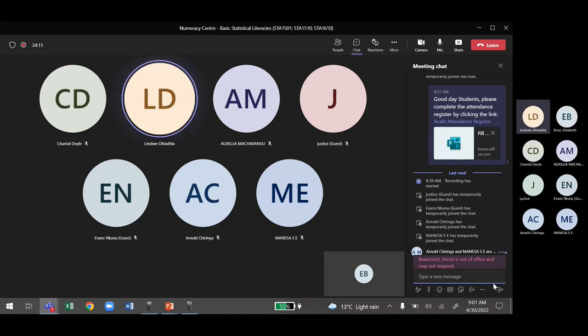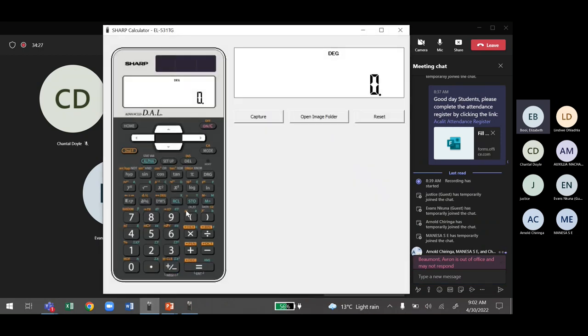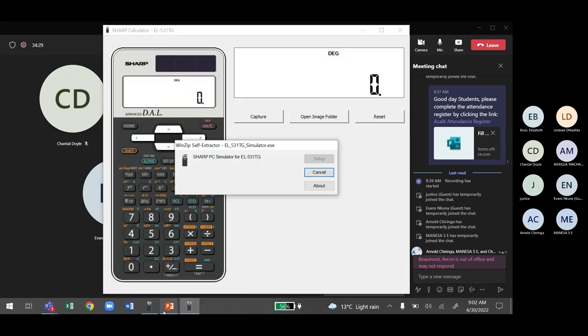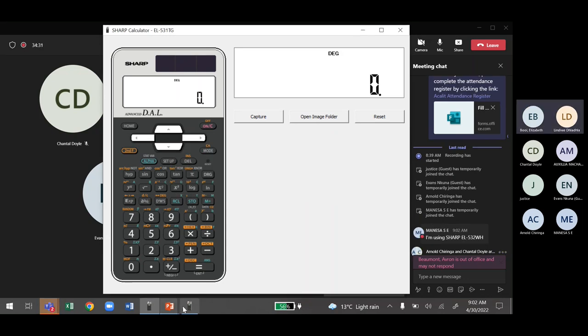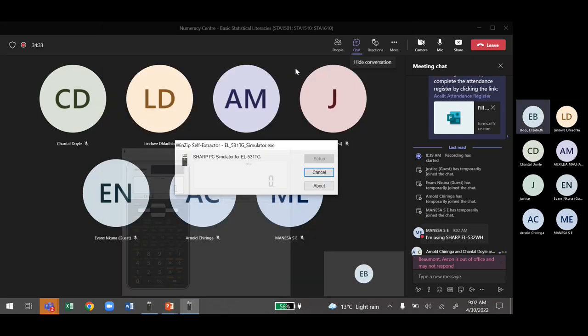I've got Sharp, Casio, and HP 10B. Okay, you have Sharp and a Casio. And HP. Okay, so the Casio that you have has a fraction. Let me open the Casio. Does it look like that? Okay. I will still have to open my Casio calculator.